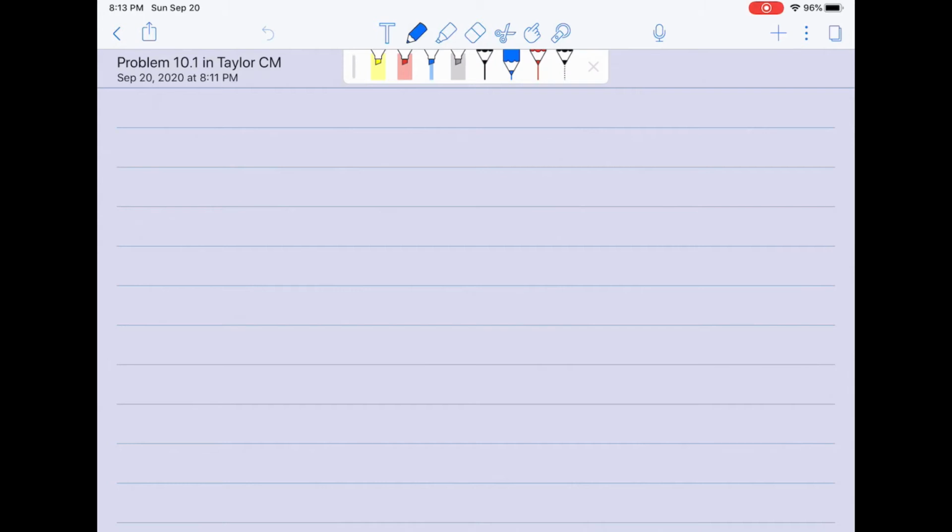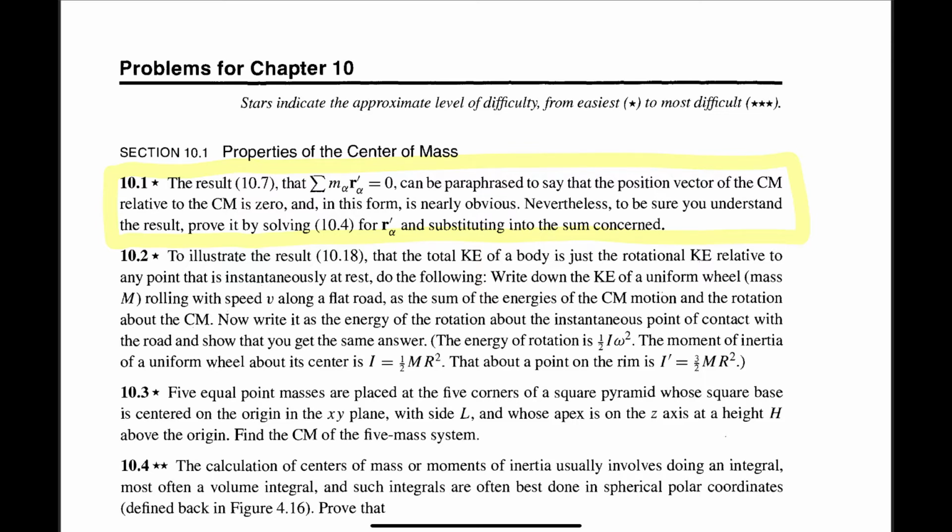Hey guys, I hope to start posting more problem solutions from my classes, and today we will be talking about classical mechanics. I am doing some practice problems from chapter 10 as well as my homework assignment, and I thought this would be a playlist to start here on my channel. So problem 10.1 is the one we will be covering today. Here is the problem statement, and let's get started on the solution.